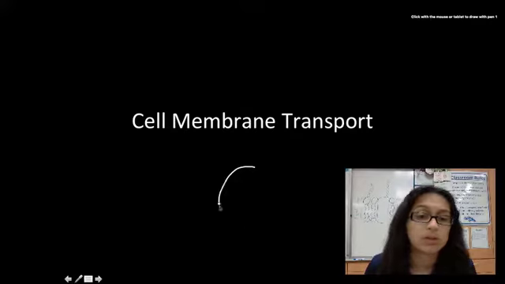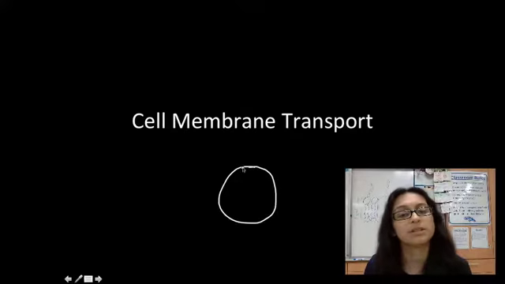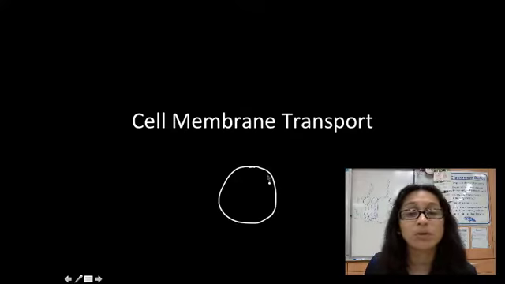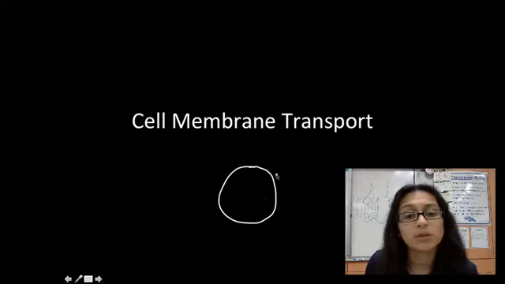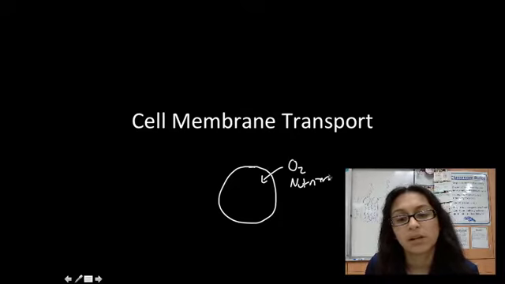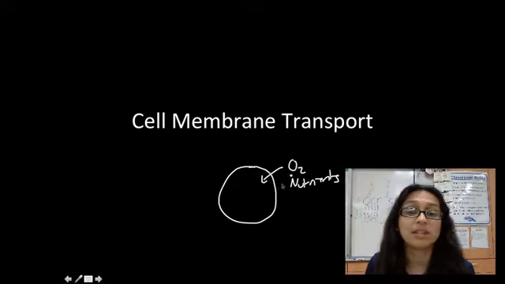So just draw a little simple circle to represent a cell here. The outside line represents the cell membrane, and that's going to control what goes in and out. Since this is a living thing, it needs a constant supply of energy and materials going in, and it also produces waste. So every single one of your cells produces waste as well. The main things that are going to want to go in are oxygen, nutrients, and other building blocks and materials.